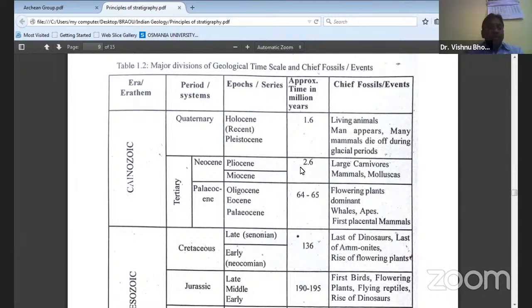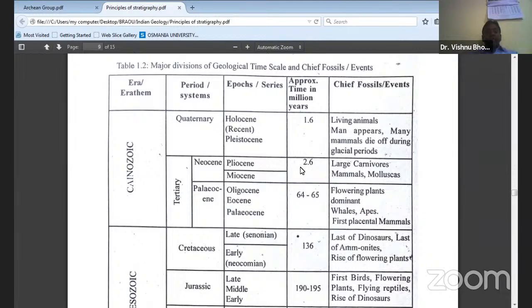And next, coming to the next era, that is the Cainozoic. Cainozoic means recent. It is divided into two periods. One is the Tertiary, and second one is the Quaternary. In the Tertiary, again there are two parts. The first one is the Paleocene, second one is the Neocene. Paleocene again is divided into three epochs or series.